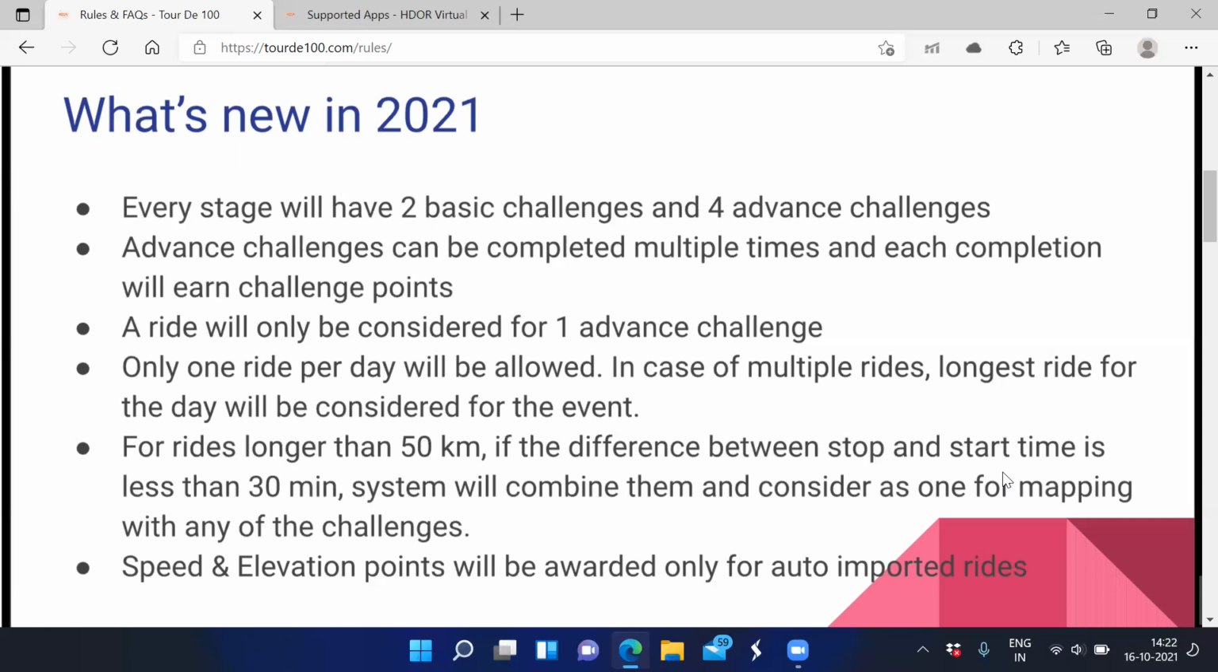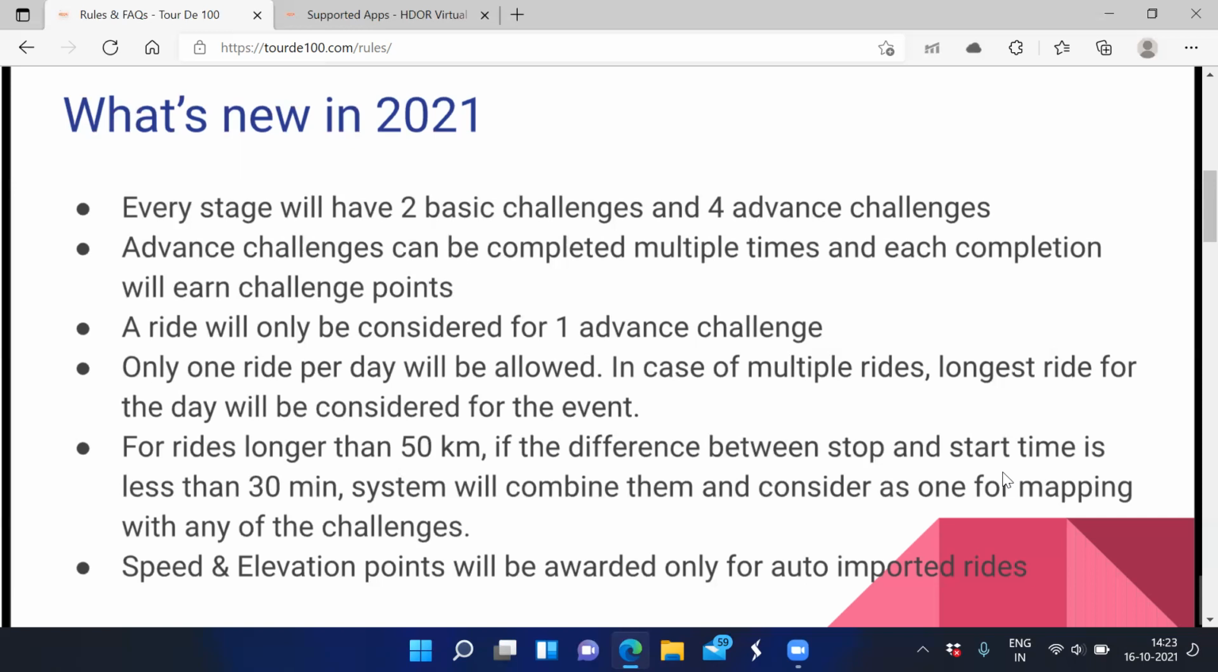Then next, only one ride per day will be allowed; in case of multiple rides or longer rides, the longest ride for the day will be considered for this event. Now in this event, it's completely madness. You even have to ride 200 kilometers in a single ride. It's one unique challenge in stage 5, which we'll talk about later.